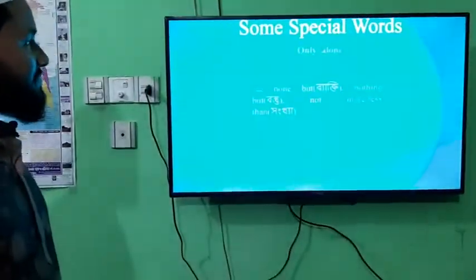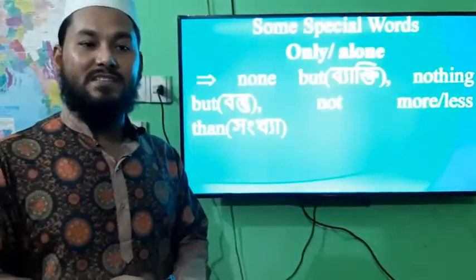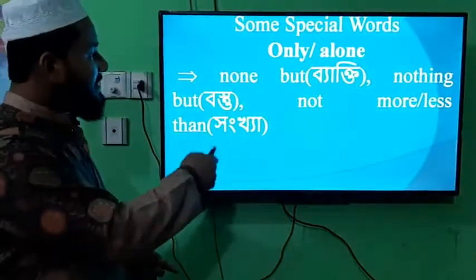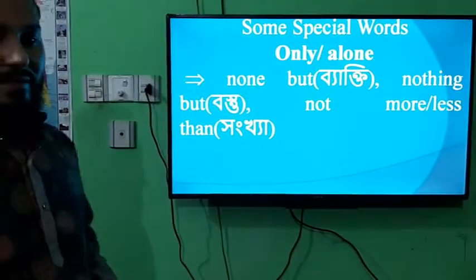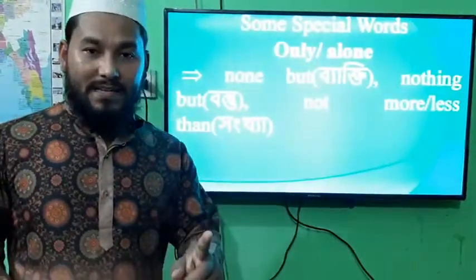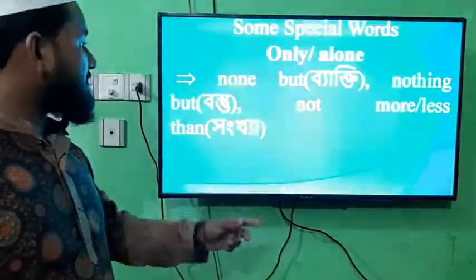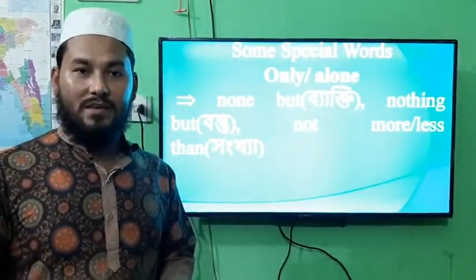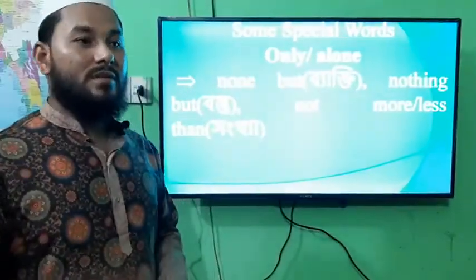For example, only or alone. If we get only or alone in the sentence, and we want to make it negative, we have to use a special word. What will that be? None but, nothing but, not more or less than. Just think. One word but three options. None but, nothing but, and not more than. How will we solve it? I have to choose one from three. How will you choose? From the meaning.